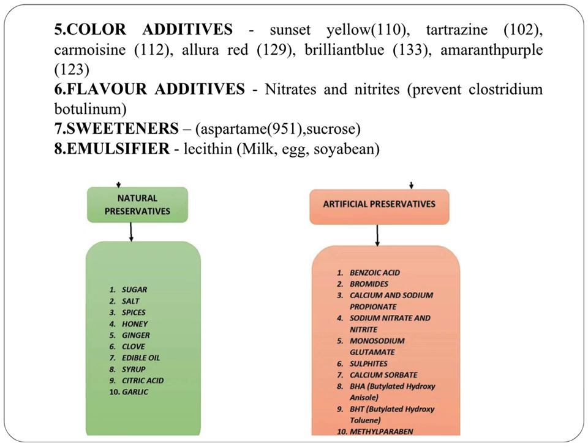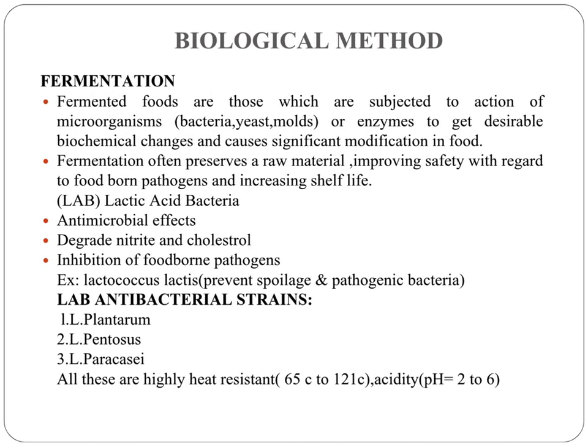The third major category is biological preservation. One of the most important biological methods is fermentation. Fermentation involves the action of microorganisms or enzymes that produce desirable biochemical changes in food. This process not only preserves food but also improves flavor, texture, digestibility, and safety. Many traditional foods owe their unique characteristics to fermentation.